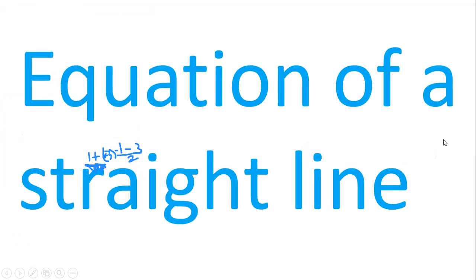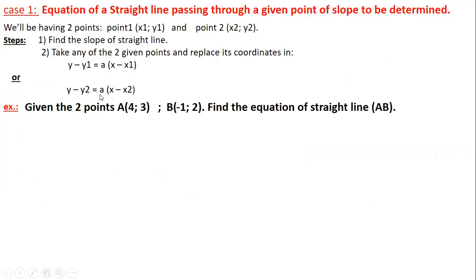Now, equation of a straight line. Again, let me erase what's written here. Now we will find the equation of a straight line. As you remember from the objectives, we have 3 cases of equations of a straight line in a system of axes. Case number 1: equation of a straight line passing through a given point of slope to be determined. So this straight line will pass through a given point, a point that I will give you its abscissa and ordinate, and you should determine its slope.